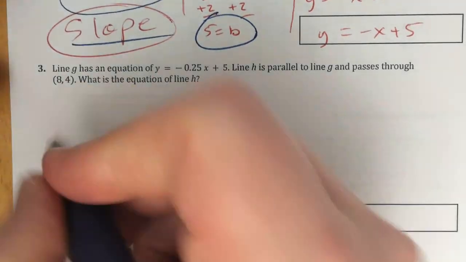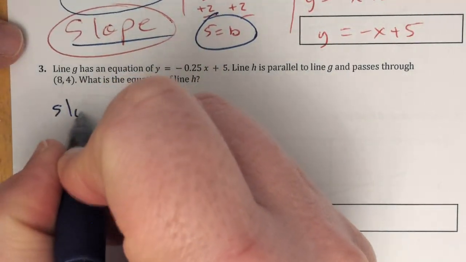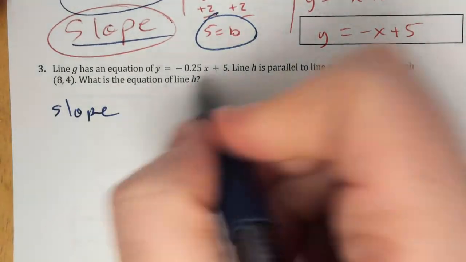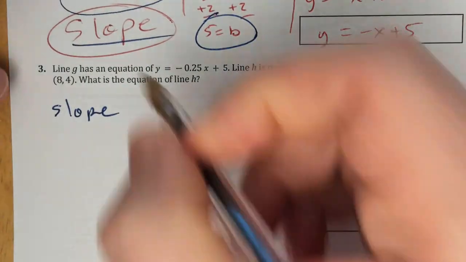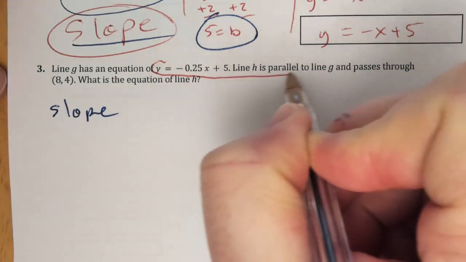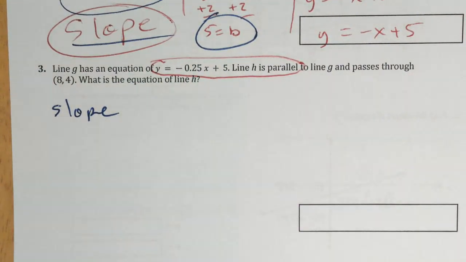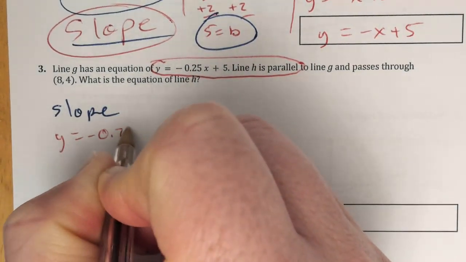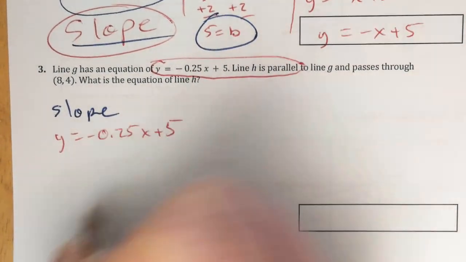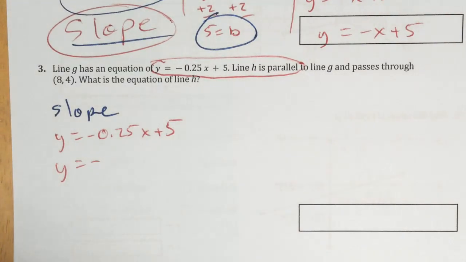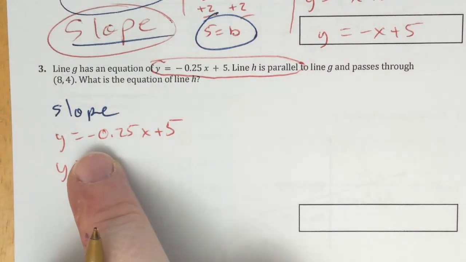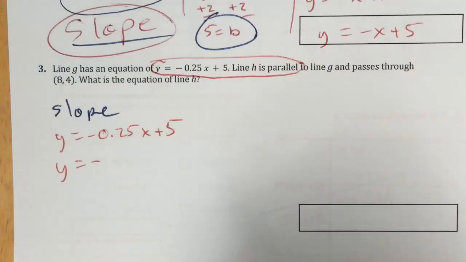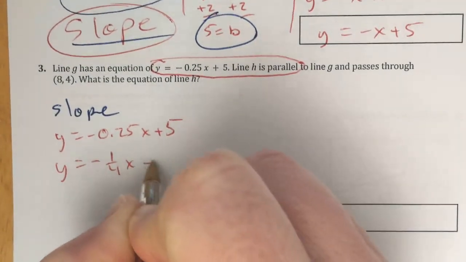All right. Number 3, same steps. So step 1 is to find your slope. All right, so what do we have so far? They have this equation right here, and they want the parallel slope of that, right? So y equals negative 0.25x plus 5. So what's a better way of saying negative 0.25? That's the same thing as saying 1/4. So it's negative 1/4 x plus 5.